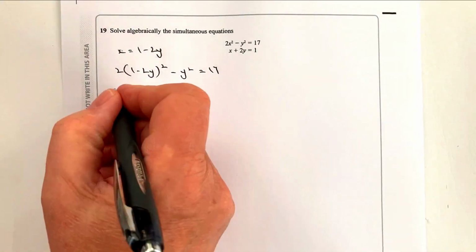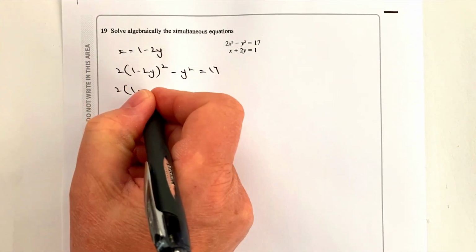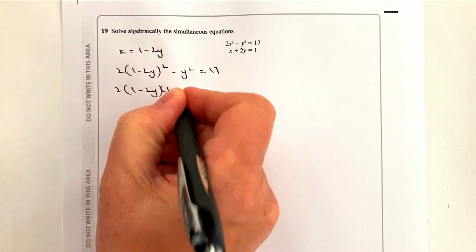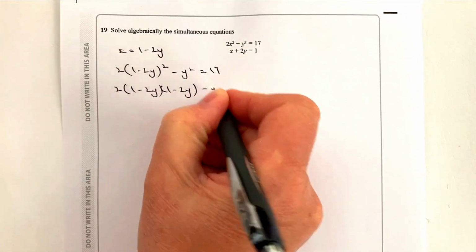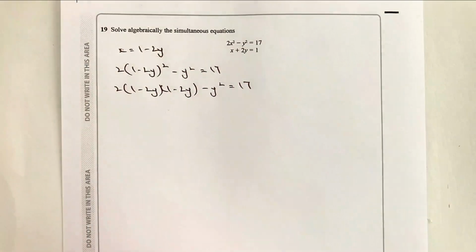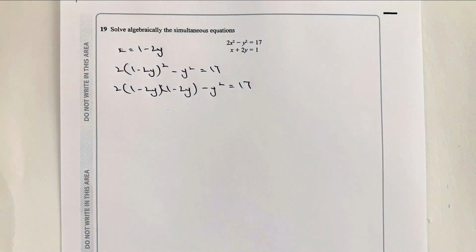Okay, so let's expand this out. I'm going to get (1 minus 2y) multiplied by (1 minus 2y), minus y squared equals 17. I have left this as, there's only 2 questions in this actual video, so this is the very end of the paper. Inevitably they are going to be a little bit trickier to work through, but have a go at it.